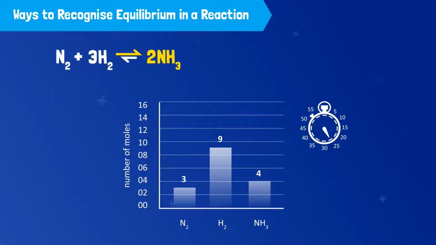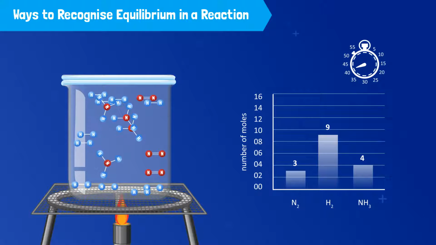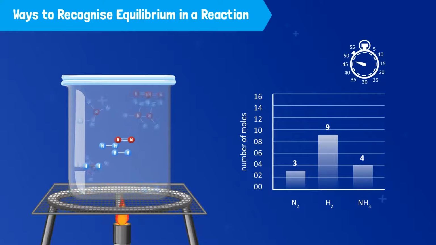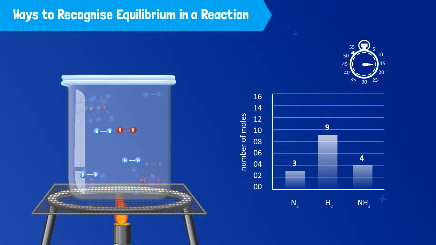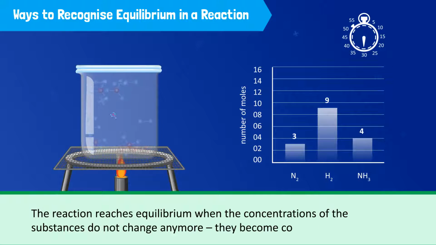This means that the rate of forward reaction has become equal to the rate of reverse reaction. In other words, the rate at which nitrogen and hydrogen are reacting together to form ammonia is equal to the rate at which molecules of ammonia are decomposing back into nitrogen and hydrogen. Because of these equal rates of forward and reverse reactions, the concentrations of all substances have become constant. Therefore, the reaction reaches equilibrium when the concentrations of the substances stop changing. They become constant.